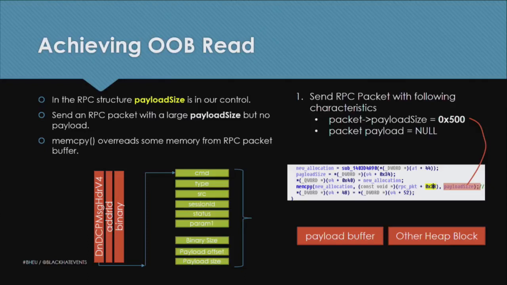So when the memcpy call executes, since we have set the payload size to 500 but there is no payload in it, we will actually copy some data from the next adjacent heap block, and we will have an out of bound read.